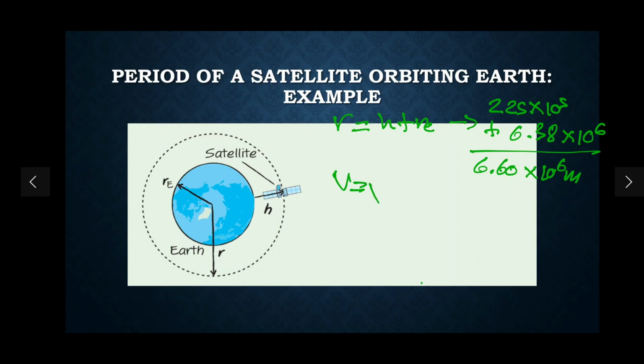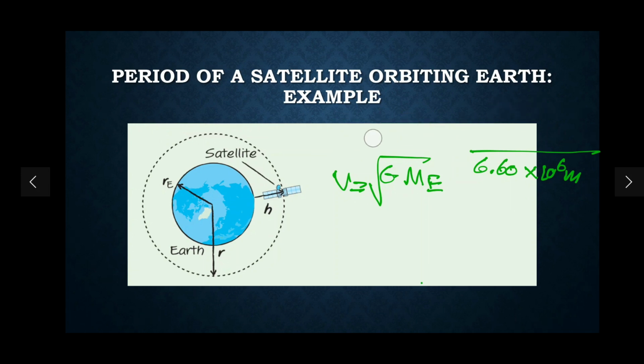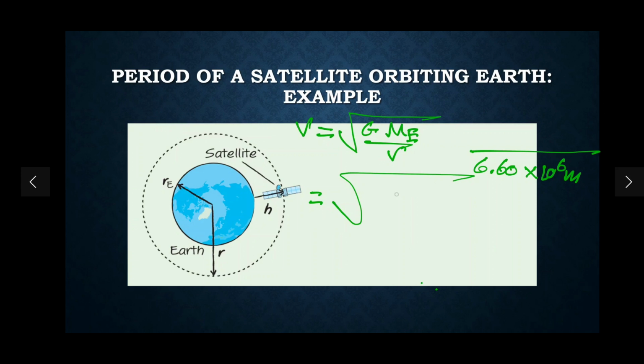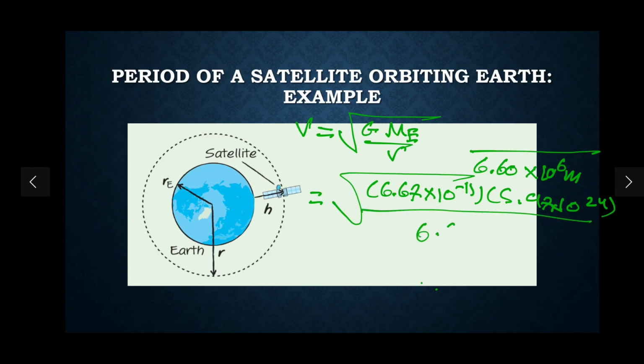First of all, the speed is the square root of G M_E over r. V equals the square root of G M_E over r, where if we substitute 6.67 times 10 to the power of negative 11 times 5.97 times 10 to the power of 24 over 6.60 times 10 to the power of 6 meters.